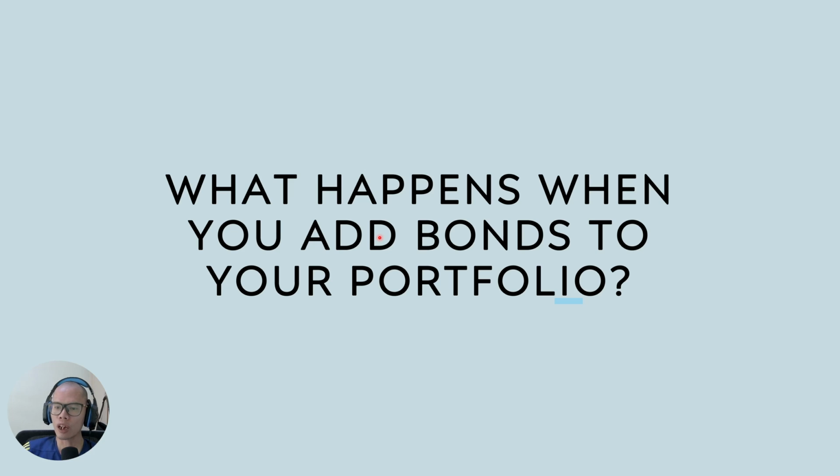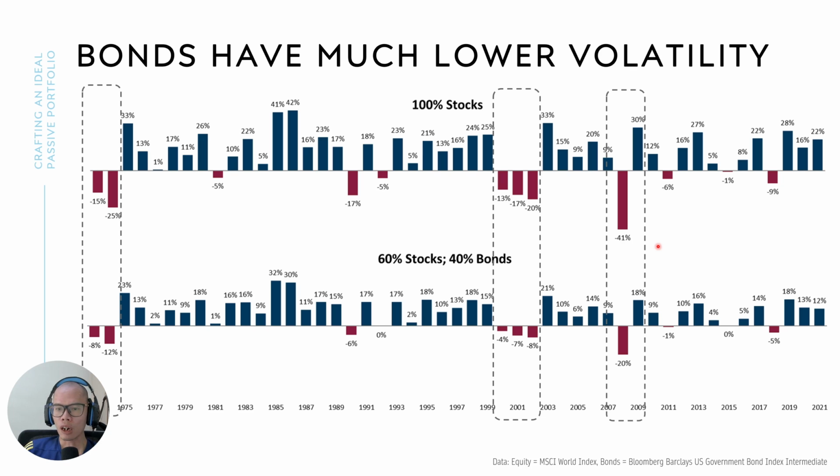So what happens if you add bonds to your portfolio? Over here you can see two bar charts. The top bar chart shows the returns of a portfolio that is 100% stocks. The bottom is a portfolio that is 60% stocks and 40% bonds. Over this period from 1973 to 2021, probably a long enough period, you can see that the majority of the time the 100% equity portfolio is blue in color, which means it's positive. But there are periods that can be quite challenging for some people with a lower risk profile. You can see minus 15%, minus 25%, minus 13%, 17%. This is 3 years of very poor returns, and this is minus 41%.